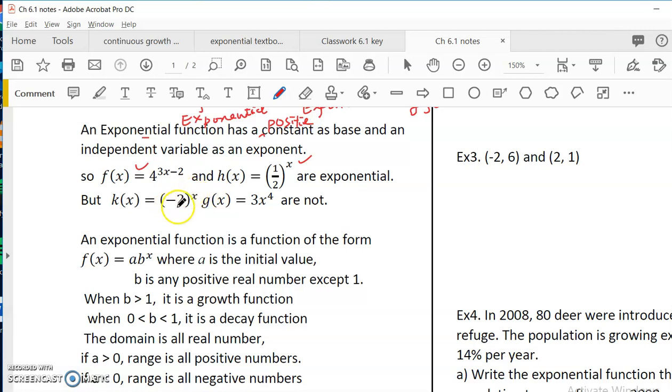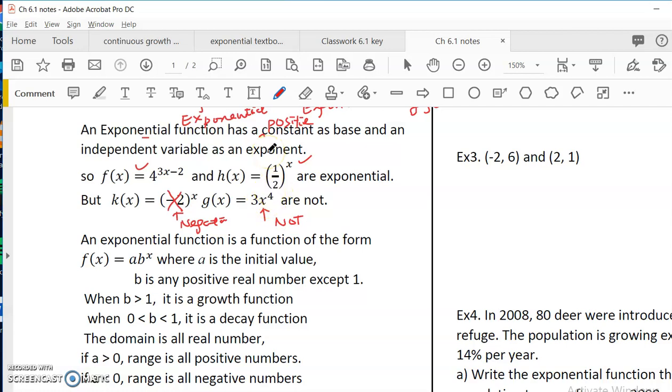When you have an even power, it switches positive, negative, so it's not a very good function to work with. So this is not, because it's negative. Negative base doesn't work. How about the last one? We have an exponent, but the base is not a constant, so this is not. This is actually a polynomial. The base is a variable.